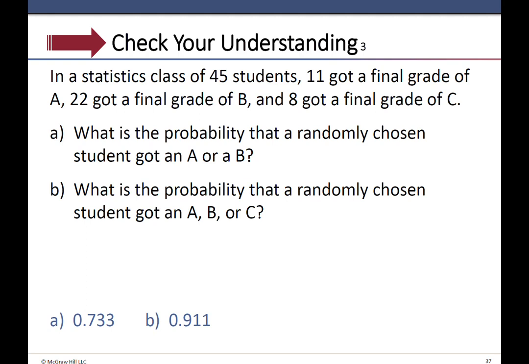And then what's the probability that a randomly chosen student got an A, B, or C? Again, these are all mutually exclusive, and this extends past 2 events. It works for 3 events as well, so you can just add them. It'd be 11 plus 22 plus 8, which would be 41 out of 45, which is 0.911.